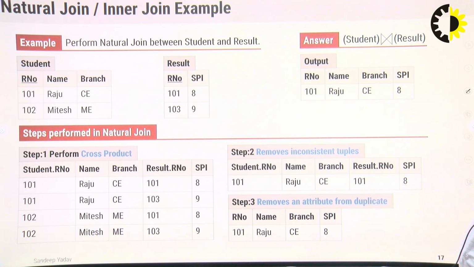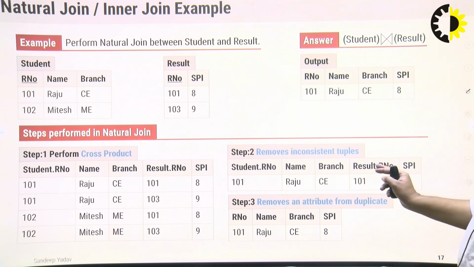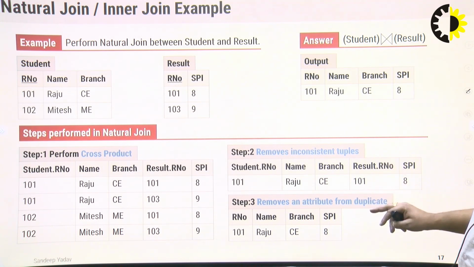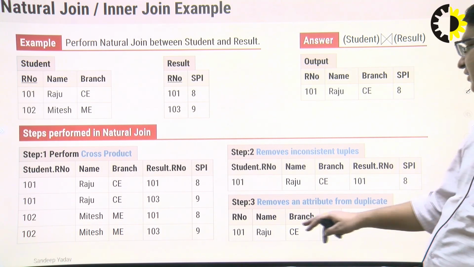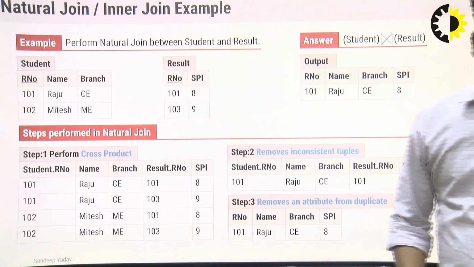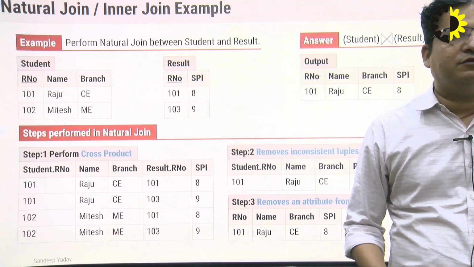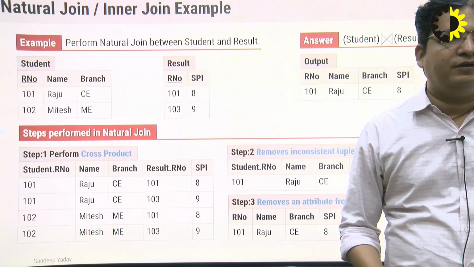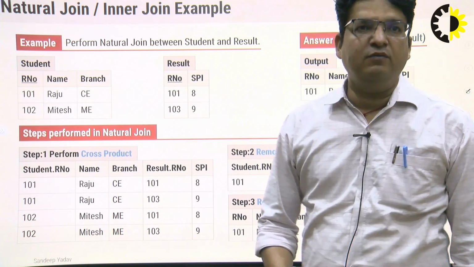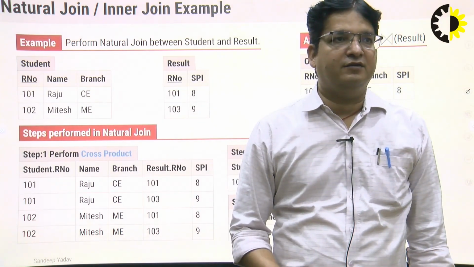Now remove the duplicate attribute. Which one is duplicate? Roll number. It is repeated twice, so you need to remove this one from here. So the final answer will be roll number, name, branch and SPI. This is how the natural join works, but it has to be used only when the data is to be fetched from more than one relation.